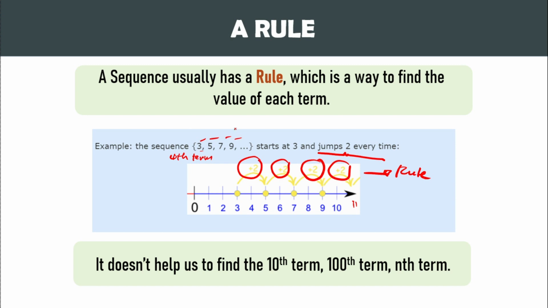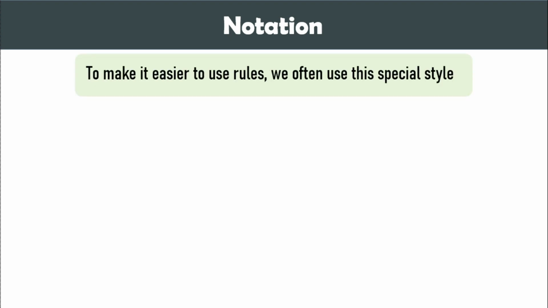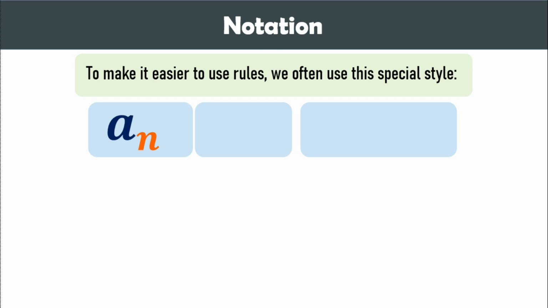So what we are going to do is use a formula in finding the term. Okay, so before solving, let's have a notation first. This is a notation used in sequences. To make it easier to use rules, we often use this special style. All right. So the symbol here is read as a sub n. All right. A sub n. There is a letter here, n, which is written under a.